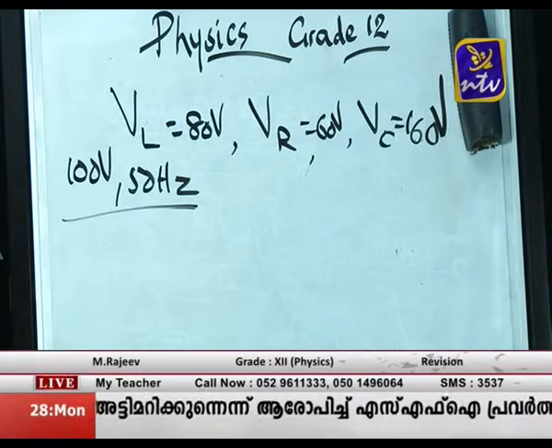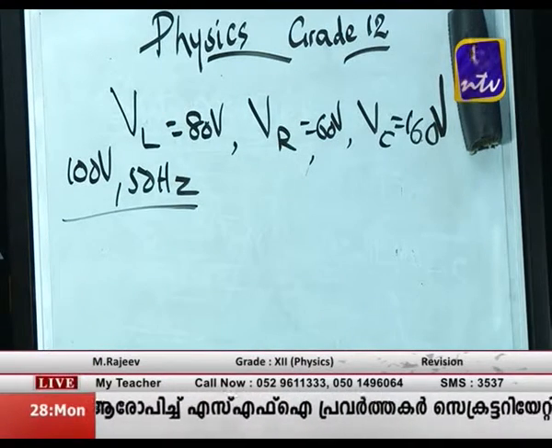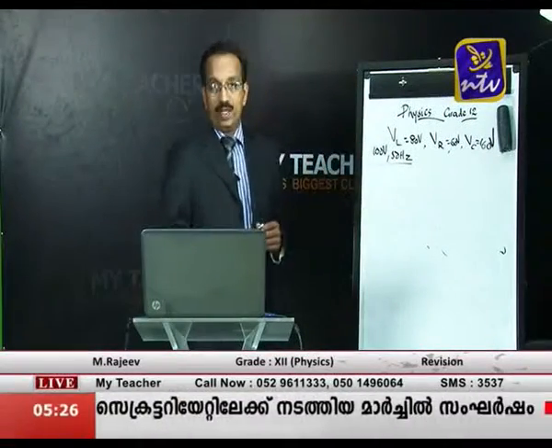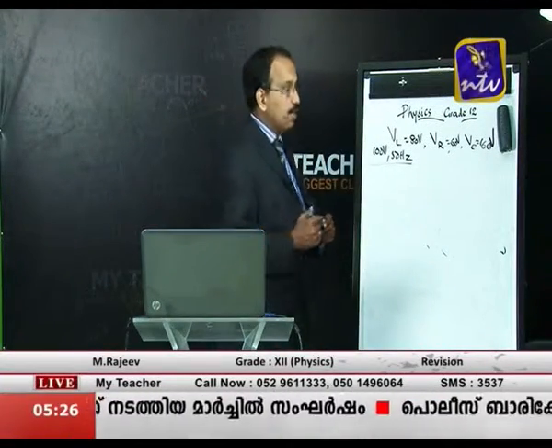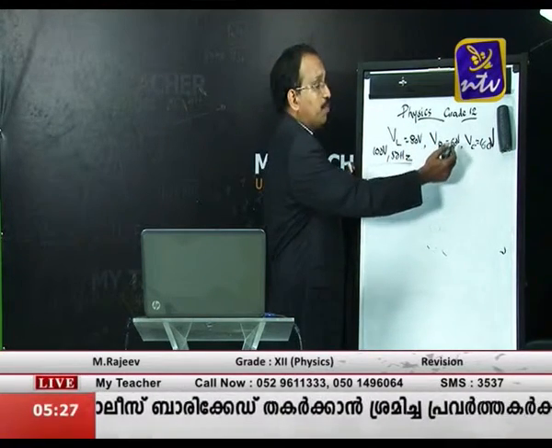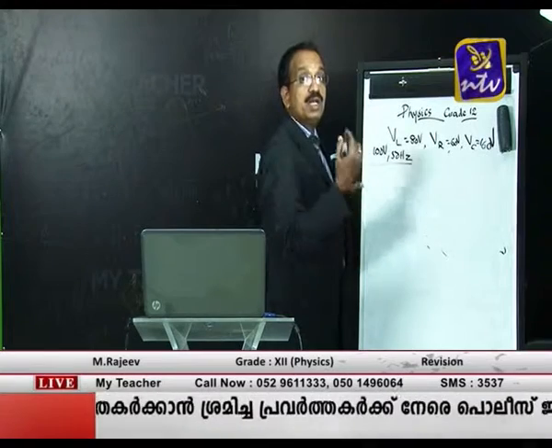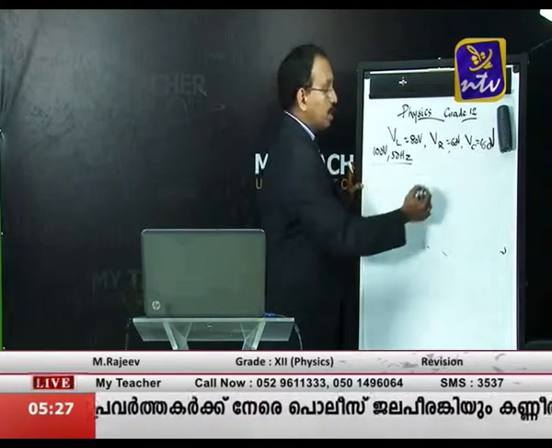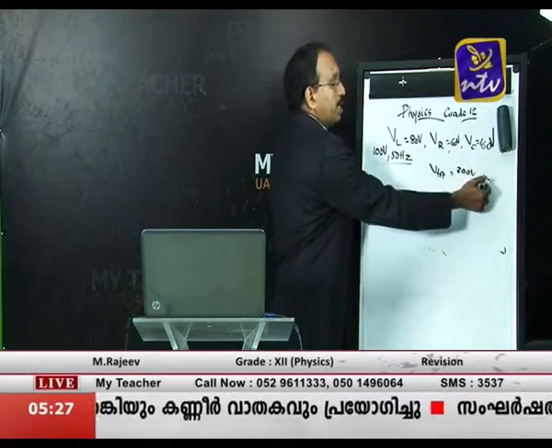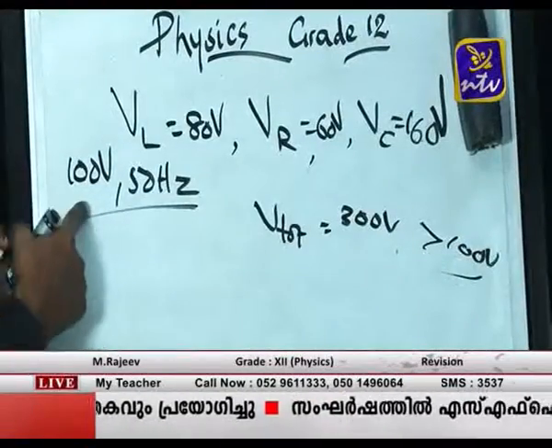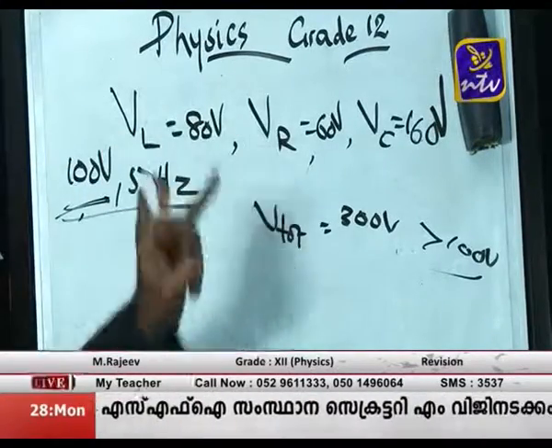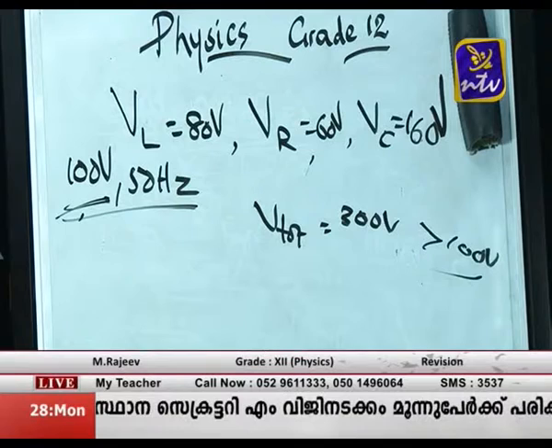So, the question is, when you add these voltages, will the total voltage be greater than the source voltage? If you add them, how much do you get? 80 plus 60, 140, 140 plus 160. So, it will become 300 volt, right. Total voltage is going to be 300 volt, but it is much greater than 100 volt. The source voltage is 100 volt only, but when you add these three, we are getting it much higher than that.